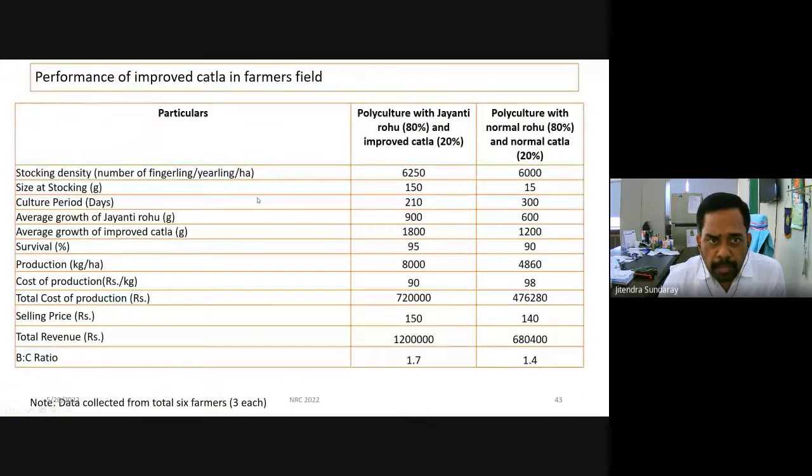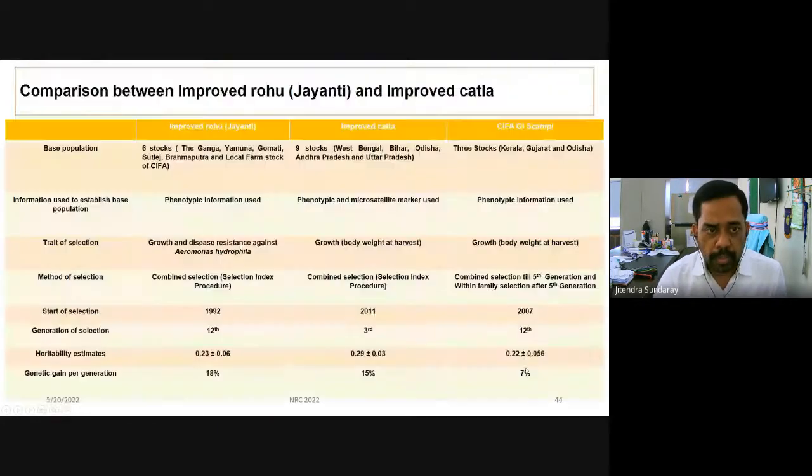And we did a comparison between the Katlas and the normal Rohu, right? So what has happened, you can see polyculture with jayanti Rohu and improved Katla, and polyculture with normal Rohu and normal Katla, right? You can see everywhere you have a higher benefit. Average growth and survival don't differ much, but you have a difference in production. The total cost of production is similar, but the point is, you have a benefit cost ratio of 1.7 compared to 1.4 for the normal growth and normal fertilizer.